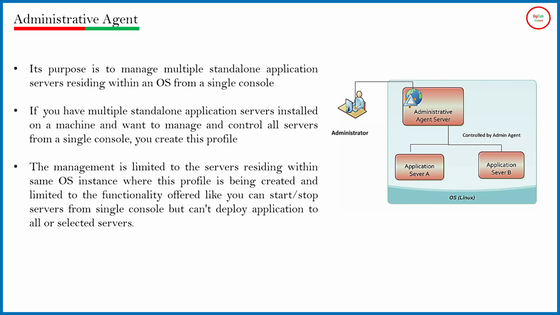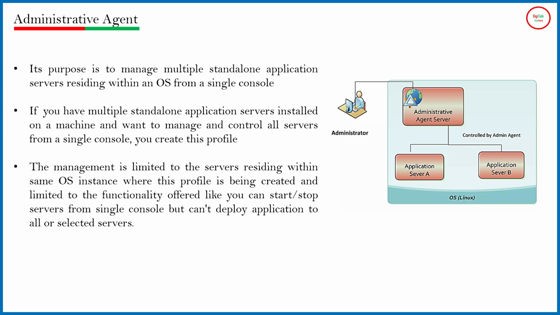This is a typical architecture where we have two application server nodes, application server A and application server B, which are administered by the admin agent. That means they are controlled by the admin agent. This architecture is on Linux, and it could be on Windows or some other operating systems as well. Your administrator can connect to the admin agent with the help of the admin console, and then he or she can manage your application servers running on the same machine.